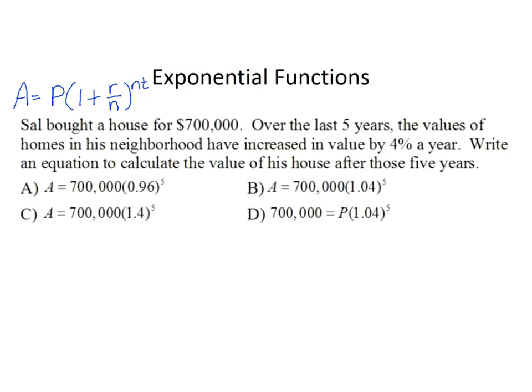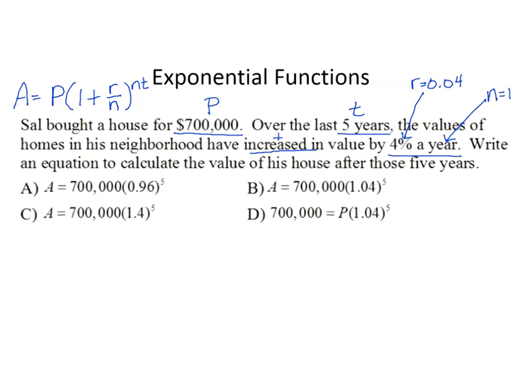So Sal bought a house for $700,000. There's our P. Over the last 5 years, there's our T. The values of homes in his neighborhood have increased in value, so we're increasing, which means we have a plus sign, by 4% a year. So 4% is our rate, and we write it as a decimal. And per year is our compounding, which means it's only compounded once every year, so N is equal to 1.